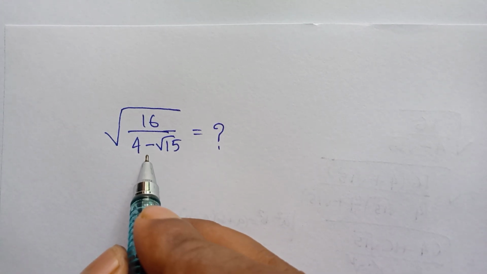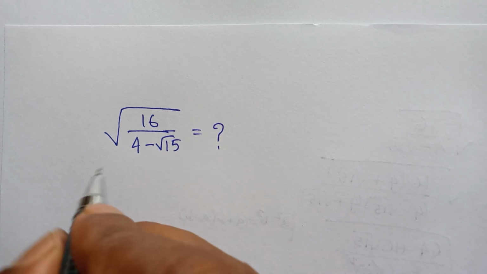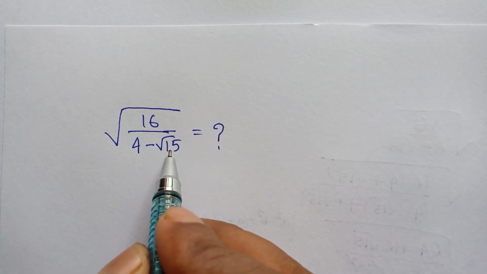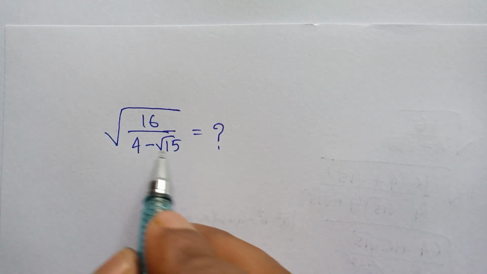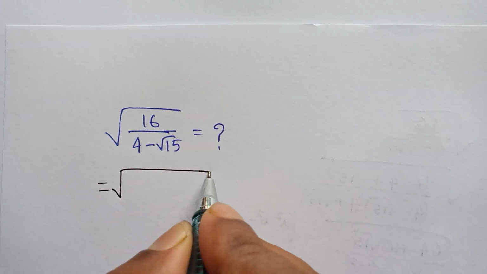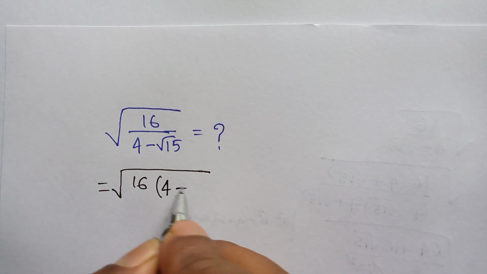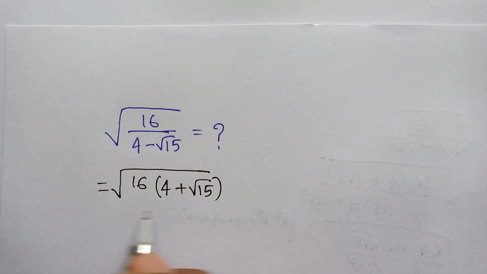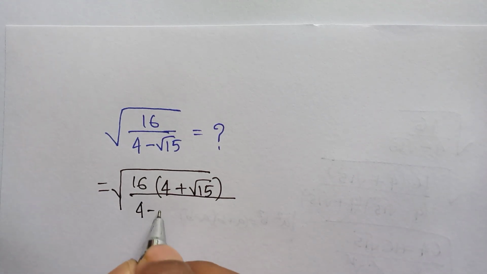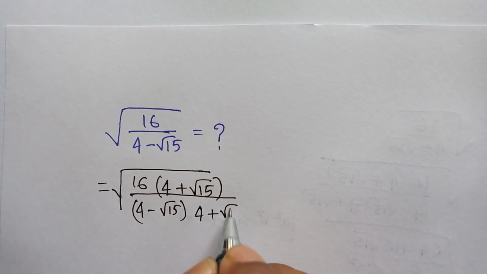It is an interesting math problem. So let's try to solve this equation without a calculator. Firstly, we multiply the numerator and denominator by 4 plus root 15. So we can write here, under the square root, 16 times (4 plus root 15) over this (4 minus root 15) times (4 plus root 15).